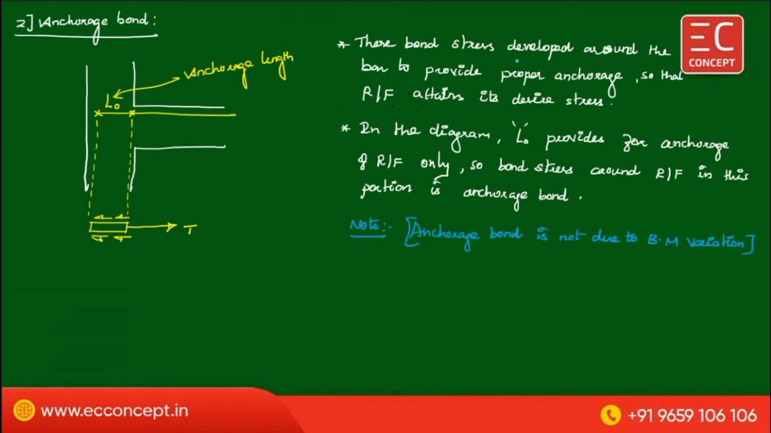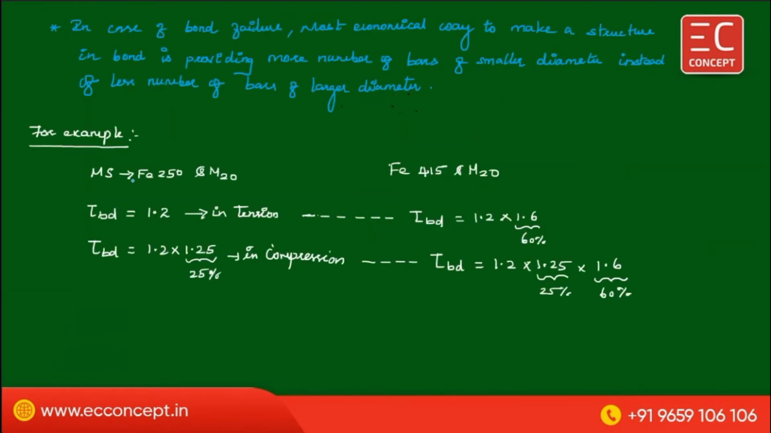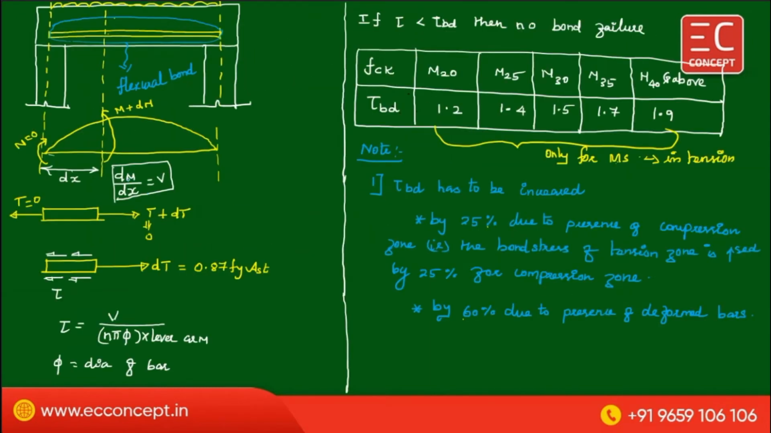These bond stress are developed around the bar to provide proper anchorage. Only this length and bond is for proper anchorage of the steel with the support. This anchorage bond stress or anchorage length is not required for resisting the unbalanced tensile force. But the flexural bond is not for the purpose of anchoring, it is only for the purpose of the unbalanced bending moment.